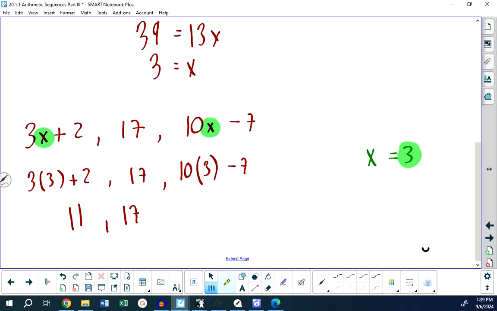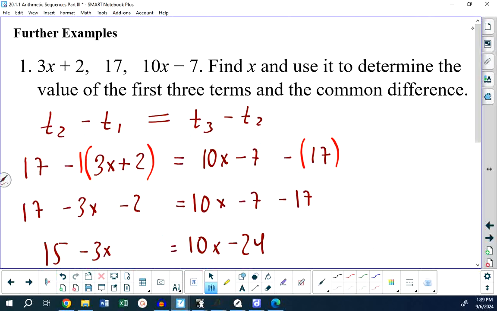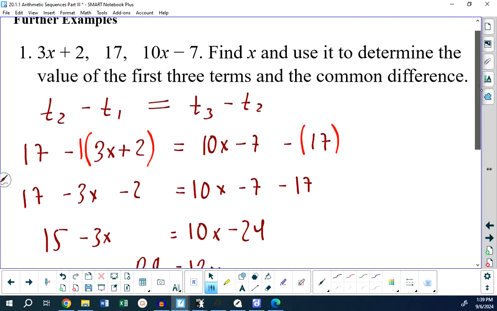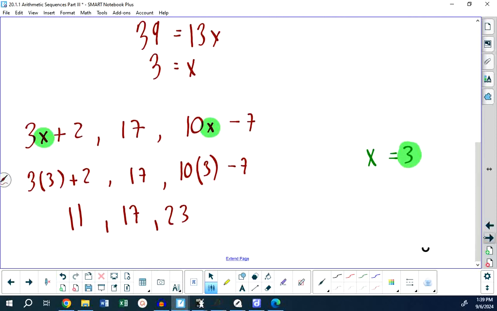It works. Now, could you have stumbled on the magical number being x equals 3 by trial and error? Sure, but what if the number was negative 10 or 26? It would be almost impossible for you to just, by trial and error, come across it. So, have we answered the question? The question is, determine the value of x. We found x is 3. What is the value of the first 3 terms? The values are 11, 17, and 23. The common difference is 6.